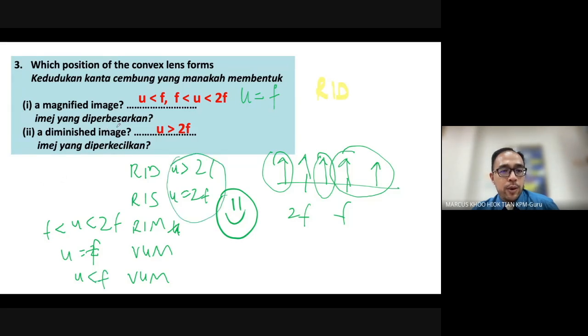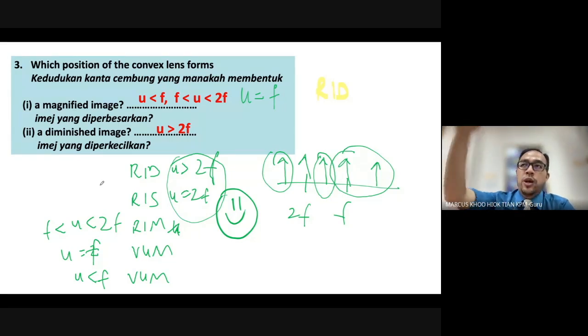Okay, so these are actually what we call position names, like U more than 2F, U equals to 2F. But I would rather you memorize the read, raise, rim, boom, boom, because you can visualize it. Where the object is, what is the image that you form? The further you are, then it's real, then the nearer you get, it becomes virtual, becomes bigger.